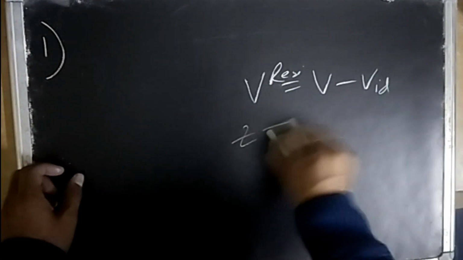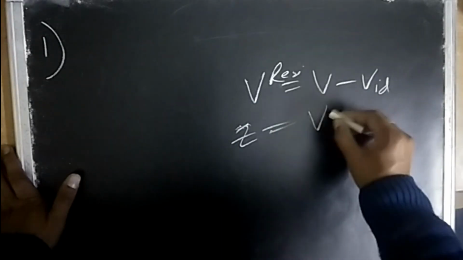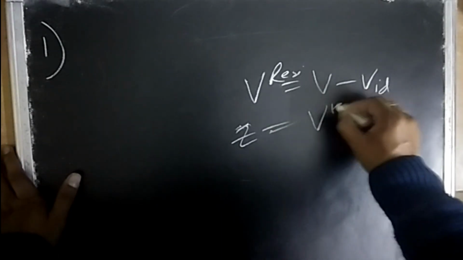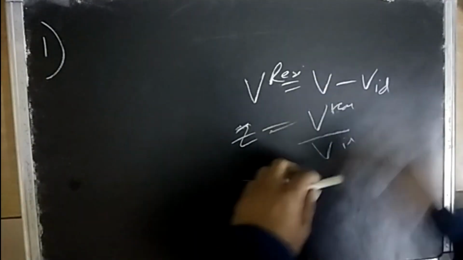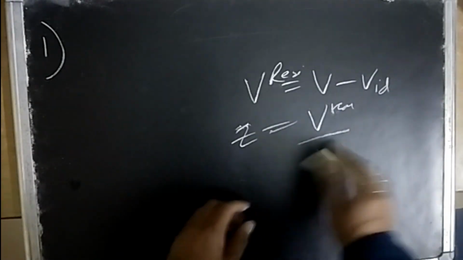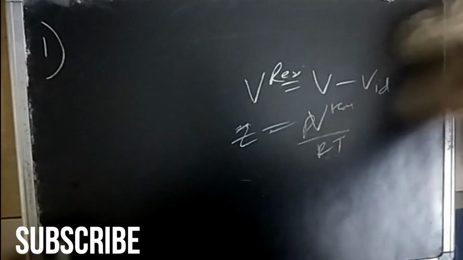Z is V real gas, volume of real gas, by V of ideal gas. Okay, because V of ideal gas is RT by P, so it comes like this. Z is the compressibility factor. Okay, now let me write the formulas.